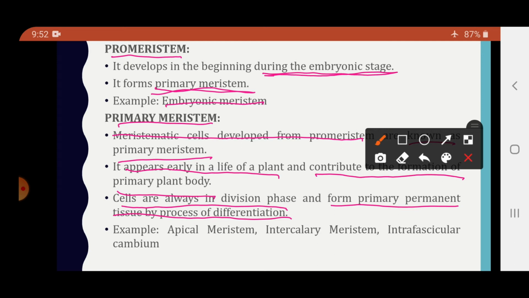Now what do you mean by the term differentiation? It means the cells get mature. Mature यानी एक point पे the cells they lose the capacity of division. They basically attain the particular shape, particular size, particular form and finally they form the primary permanent tissues. Listen very carefully, जो प्राइमरी मेरिस्टम के सेल्स होते हैं वो कैसे होते हैं, डिवाइडिंग फेज में. जो सेल्स डिवीजन करते हैं they are called as undifferentiated cells.